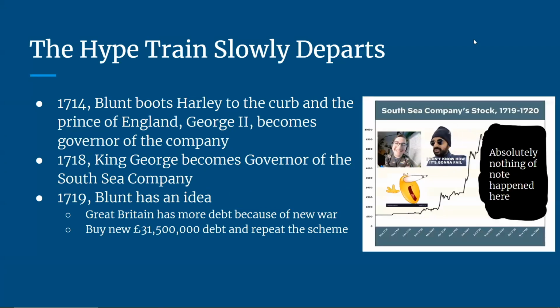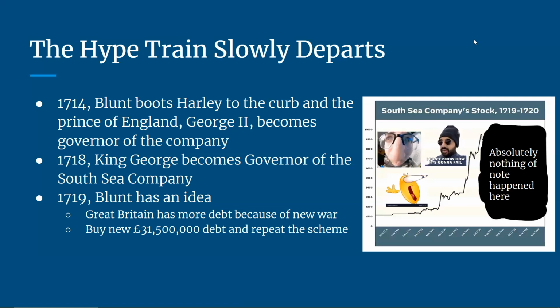For the next 5 years, the company would slowly chug on. In 1714, Blunt removed Harley from any involvement with the company, and the Prince of England took the mostly figurehead role of governor of the company. In 1718, the king himself, King George, became governor of the company, which started to build momentum for the incoming bubble. Everybody started to have confidence that the company couldn't fail because the monarchy was now involved. If it failed, it would reflect a failure on the monarchy and potentially upend the status quo, which made the South Sea Company, like the banks most involved in the 2008 housing crisis, too big to fail.